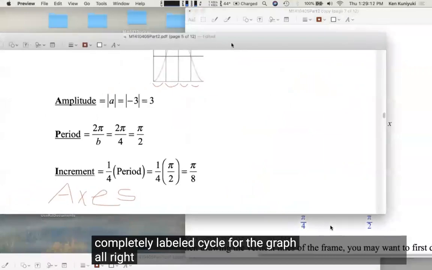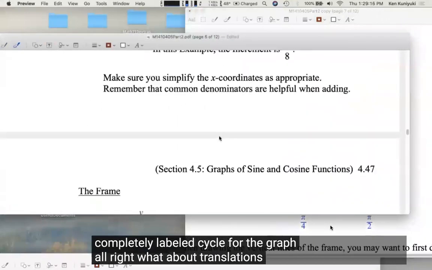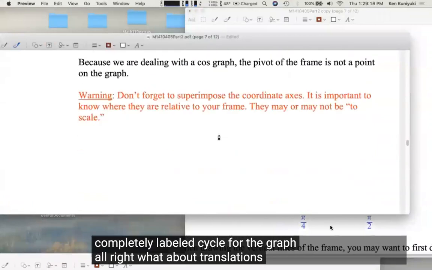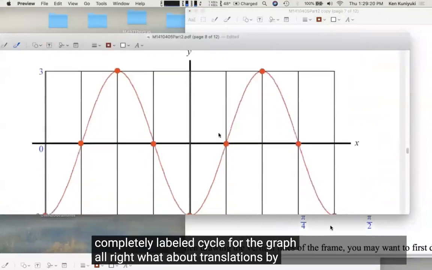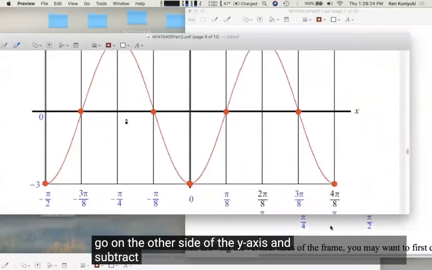All right. What about translations? By the way, if you need a second cycle, you can go on the other side of the y-axis and subtract or use symmetry.